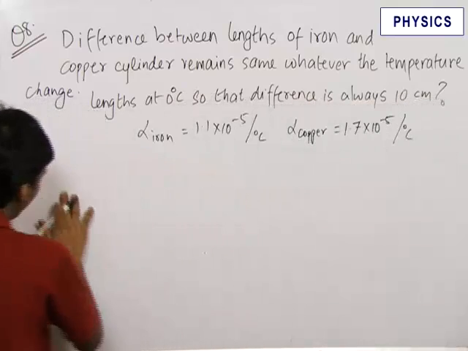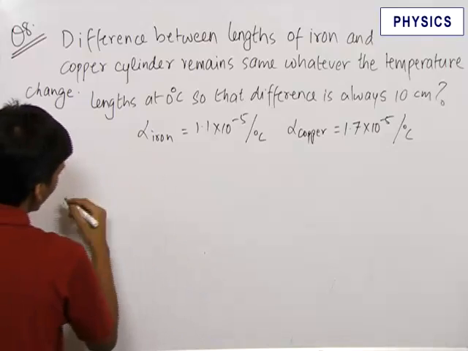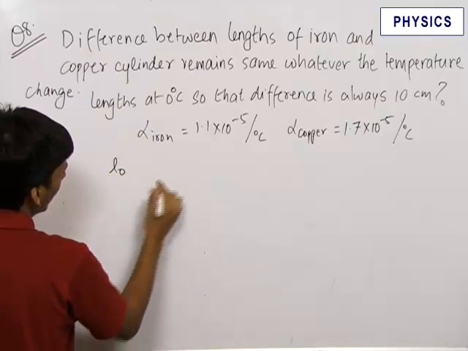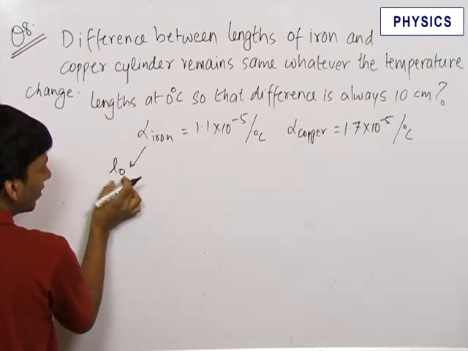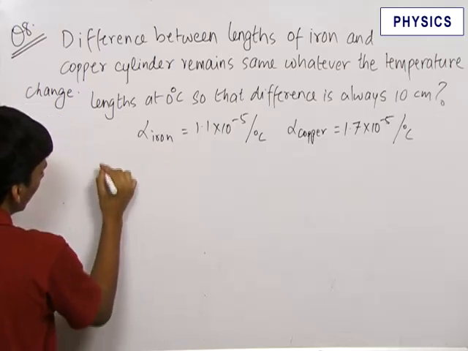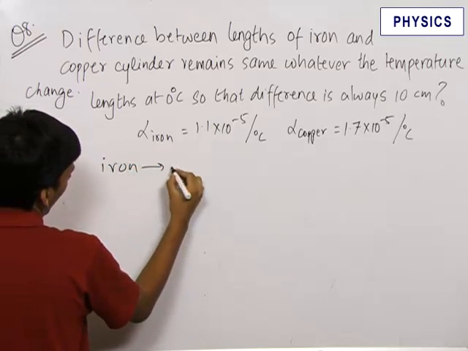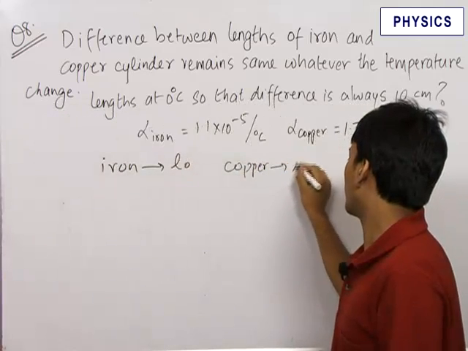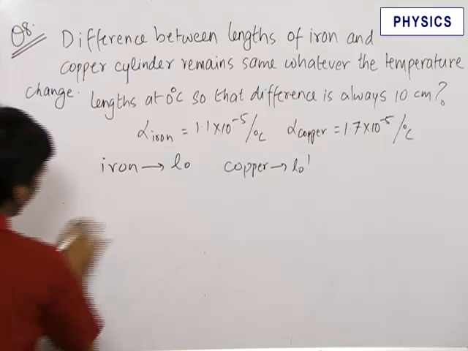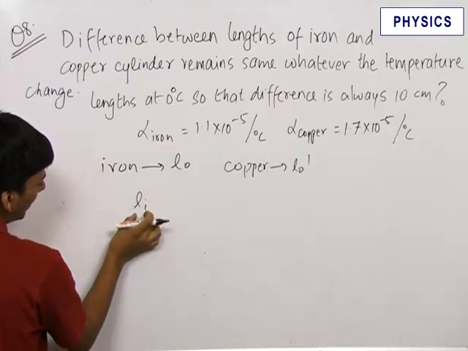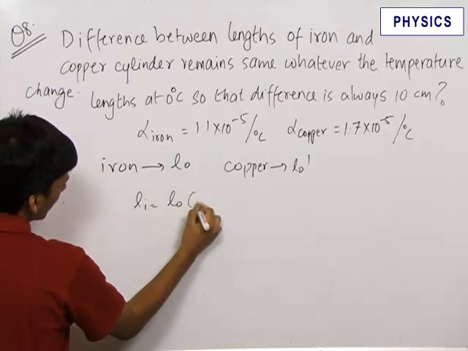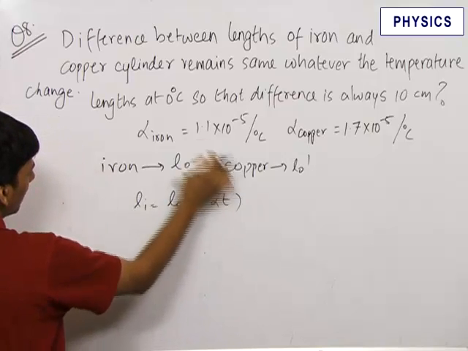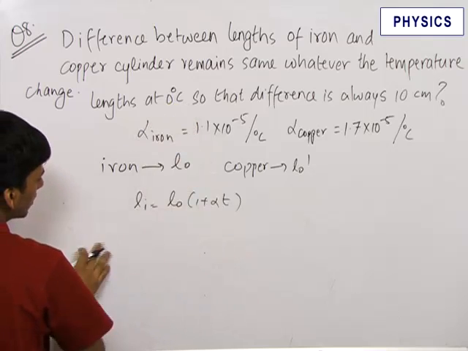So for solving this question, let us first write the equations. Let the initial length of iron be L0 and the initial length of copper rod be L0 dash. We can write for iron the final length Li is equal to L0 into 1 plus alpha into T, that is the change in temperature, which is also equal to the final temperature because we have taken the initial temperature to be 0 degrees Celsius.